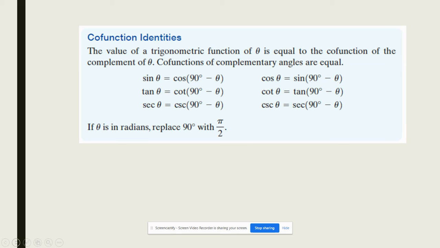All right, the last type of identities that I want us to review are those cofunction identities. This is something that we've talked about in the past. Basically, whenever you're dealing with cofunction identities, you are dealing with the complementary angles. So sine and cosine go with one another. However, they have to have angles that are complementary. Tangent and cotangent go together, but their angles have to be complementary. Same thing with secant and cosecant. Now, all of these definitions are in terms of degrees, but as it says, theta could potentially be in radians. And so remember, 90 degrees is the same thing as pi over 2 in radians.